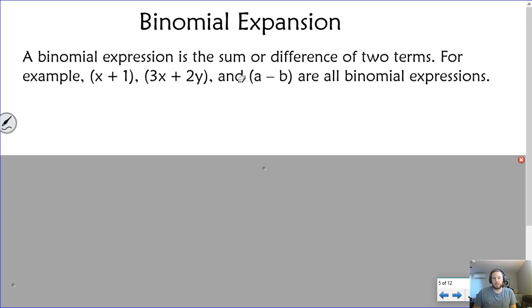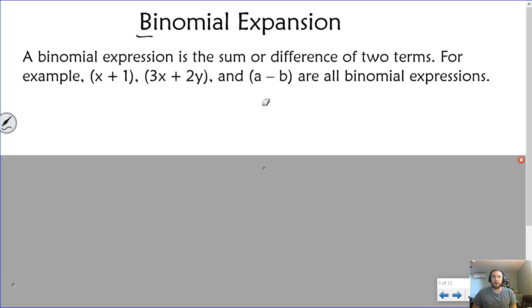A binomial expression is the sum or difference of two terms, right? So we should be comfortable with the definition of a binomial expression. A binomial is anything that contains two terms, right? So the prefix bi meaning two. So for example, x plus 1, 3x plus 2y, a minus b, these are all binomial expressions. They could have variables, they could have constants, they could have a combination of the two, right?